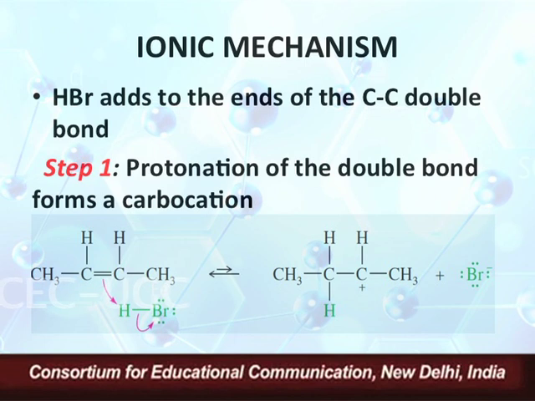So if we look into the reaction mechanism, what we find is the mechanism is ionic in nature. That is, the first step will involve the protonation of the carbon-carbon double bond, resulting in the formation of a carbocation. So in this case, the pi electrons acting as a nucleophile will make a bond with the proton, which is here acting as an electrophile, resulting in the formation of a carbocation.